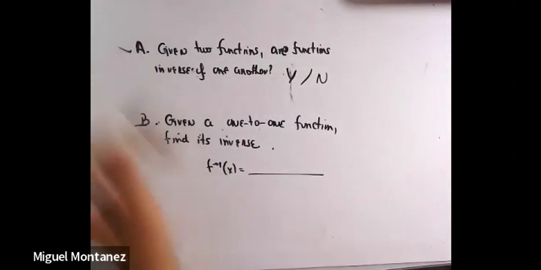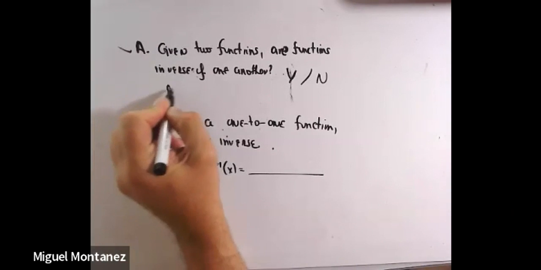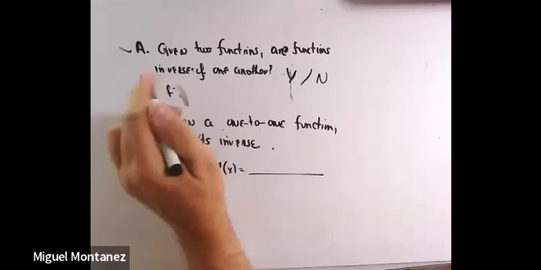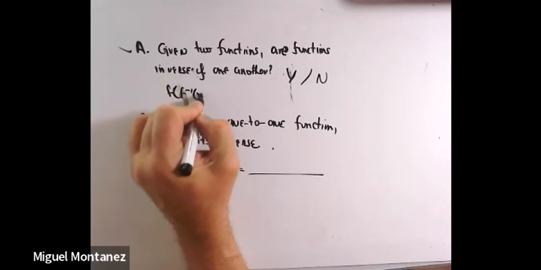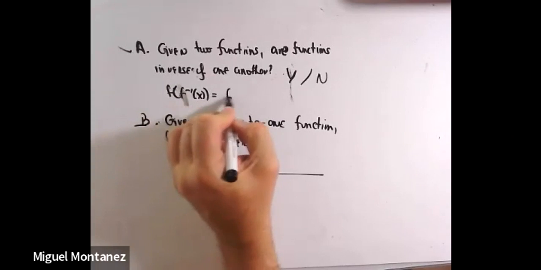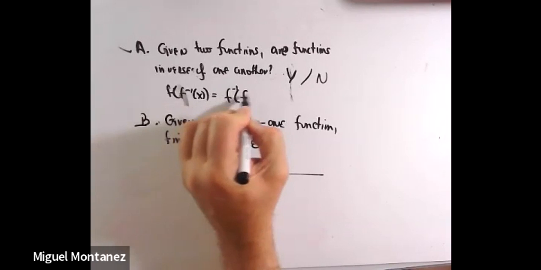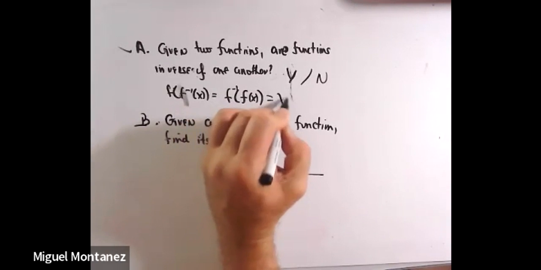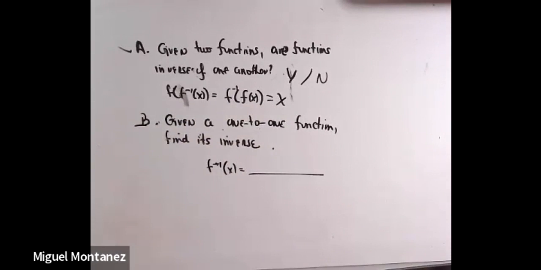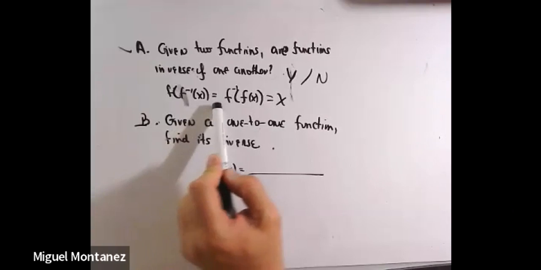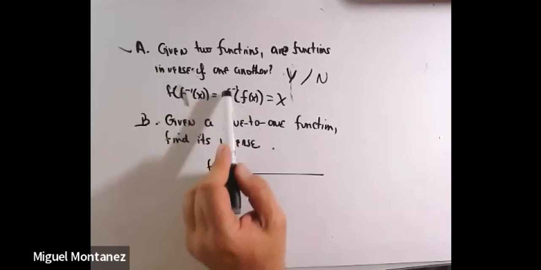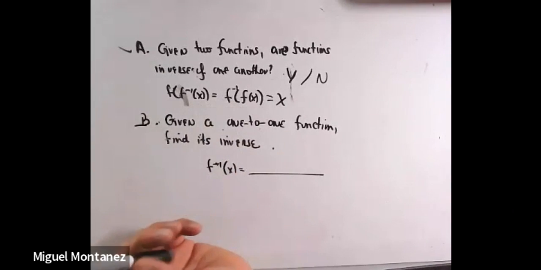So how do we attack the first type of questions? Well, if you recall, we just have to find the composites of the two functions, and they better be x for both of them. So f of f inverse of x must be equal to x, and f inverse of f of x must be equal to x as well.